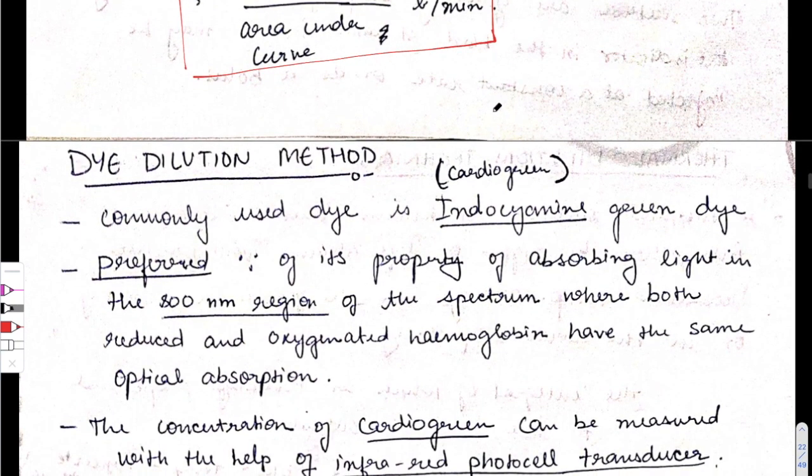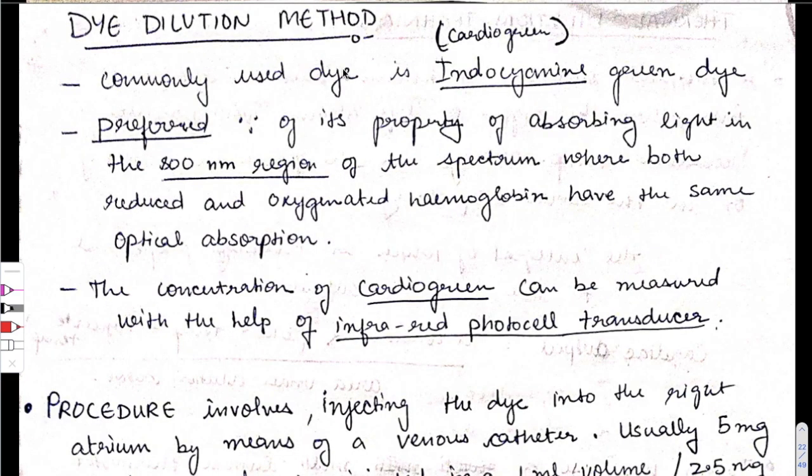Okay, so the indicator dilution method is finished. Now we'll continue to the dye dilution method. From the heading, it is clear that we are introducing a dye into our bloodstream and it is getting diluted, and then we introduce a transducer into our body, which will measure the cardiac output. The dye used in this method is indocyanine green, also known as cardio green dye. And why is it preferred?